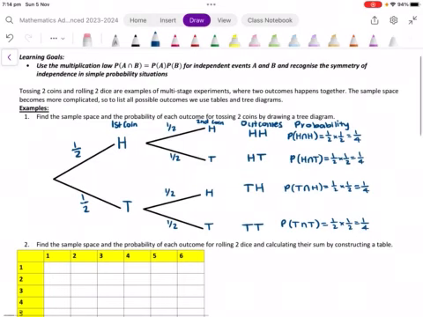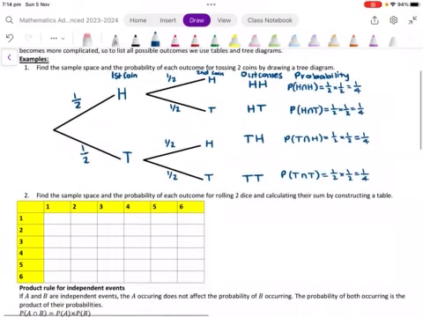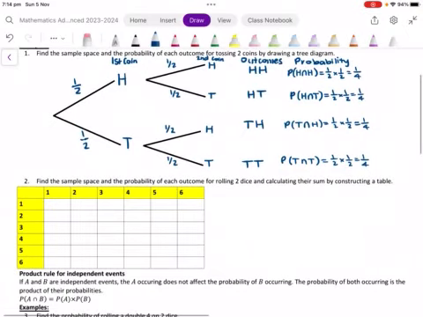Now, our second example is to find the sample space and the probability of each outcome for rolling 2 dice and calculating their sum by constructing a table. So we have our table here. We can fill our sample space by adding our columns and rows. So the first one here is 1 + 1, which is 2. Then if we go across, 1 + 2, 3, 1 + 3, 4, 1 + 4, 5, 1 + 5, 6, 1 + 6, 7.